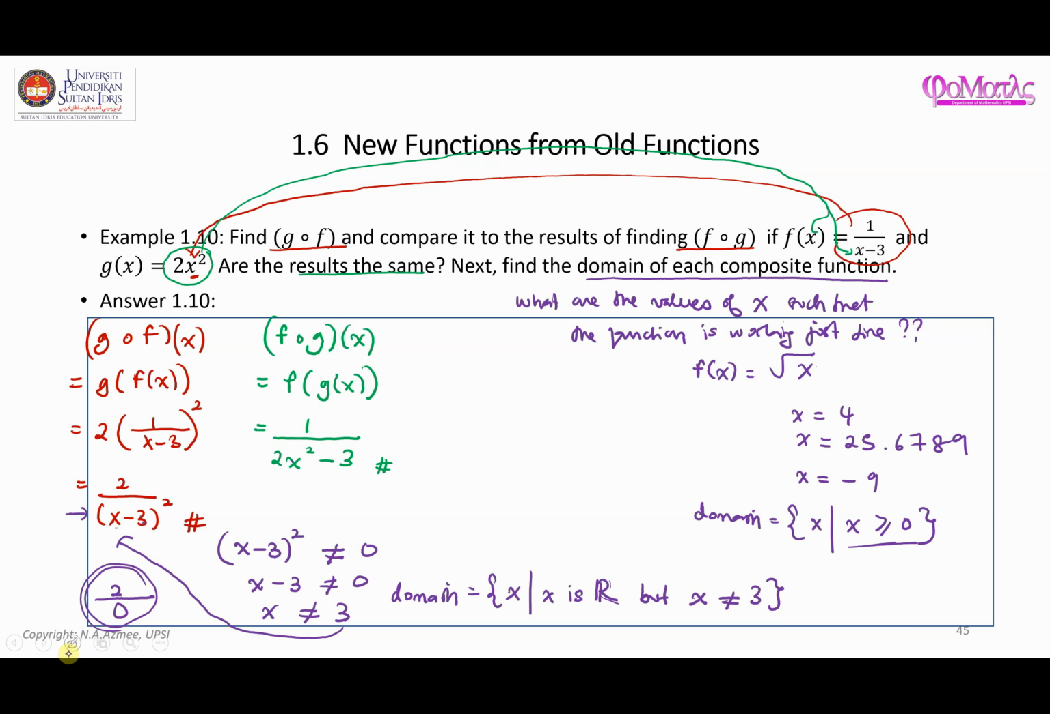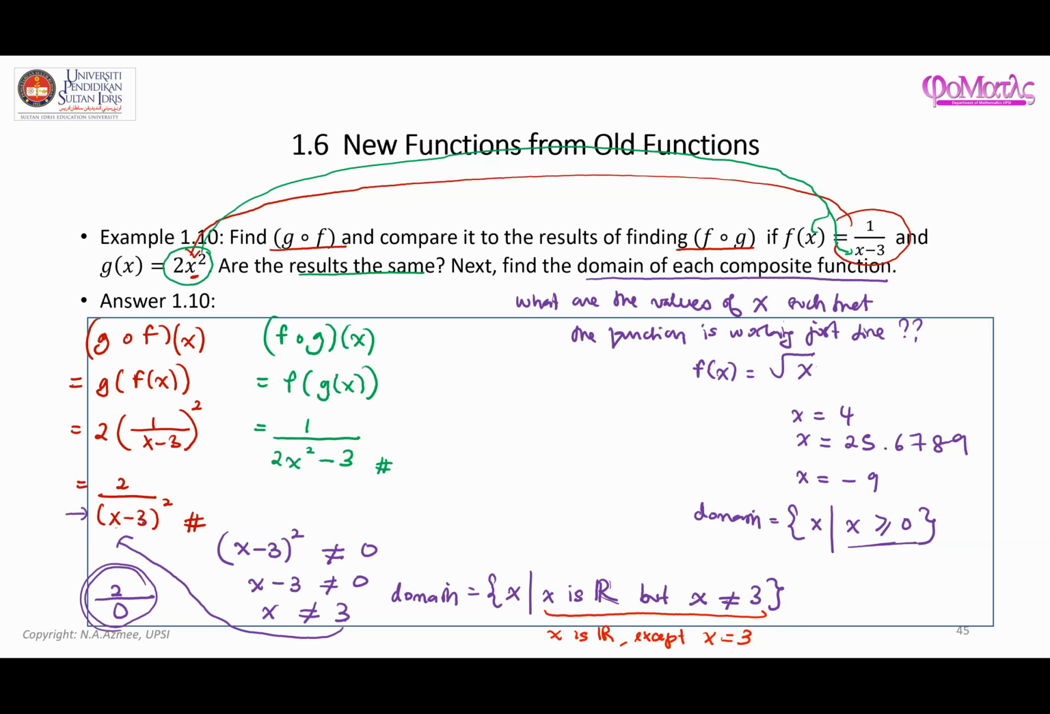Or in other words, you can also write it in this manner. Instead of writing it like this, you can write that x is a real number except x is equal to 3. So x ni nombor-nombor yang nyata kecuali x sama dengan 3. So x can be any real number except x sama dengan 3 tak boleh lah. So kecuali x sama dengan 3. Alright. So there you go. I've explained it in bahasa Melayu juga.